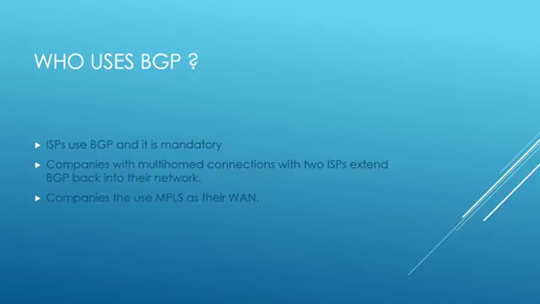Private organizations that have multi-homed connections to the ISPs, mainly two ISPs, because they want to extend BGP back into their network. Another situation is companies that use MPLS Cloud, MPLS WAN. The ISPs would like them to use BGP. So these are the common practices of the industry, and that's how BGP is used in the networking world.